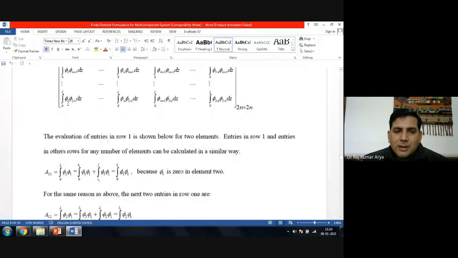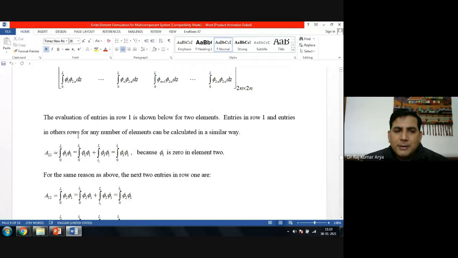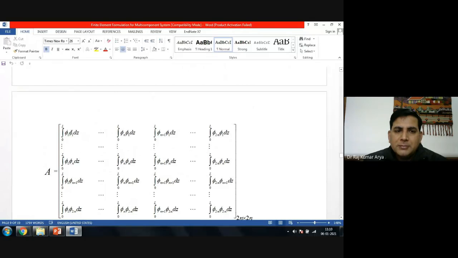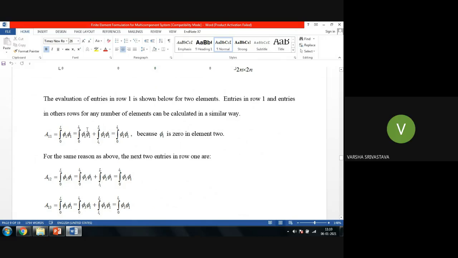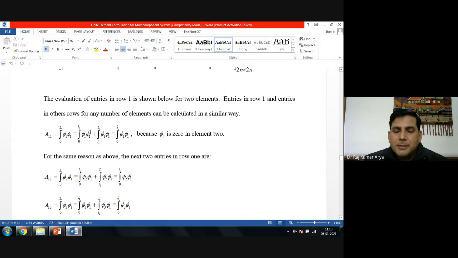So this is your element number 1. So you have here A11 is this one only. So I wrote for this A11 0 to L phi 1 phi 1, right? Now this I can change into two parts. One is from 0 to L1 and the another one is from L1 to L. Is that fine till here? Yes, sir. Now this 0 to L1 is my element number 1 and L1 to L is my element number 2. Correct?